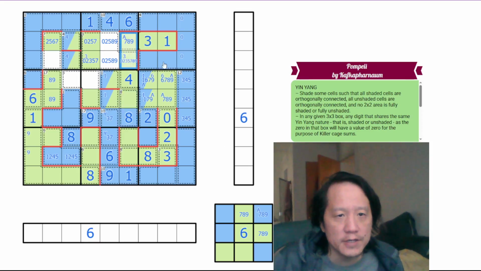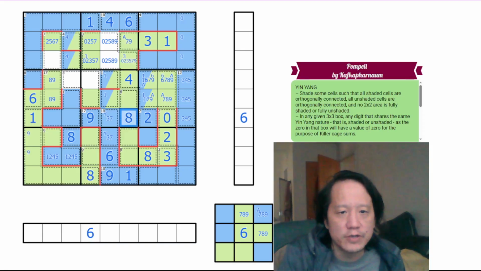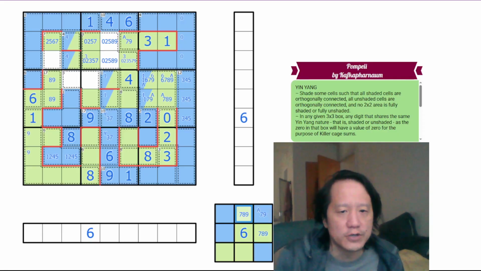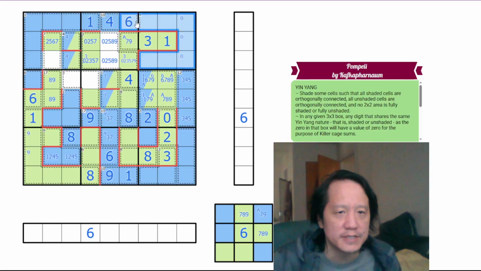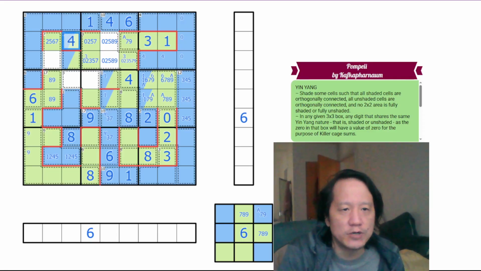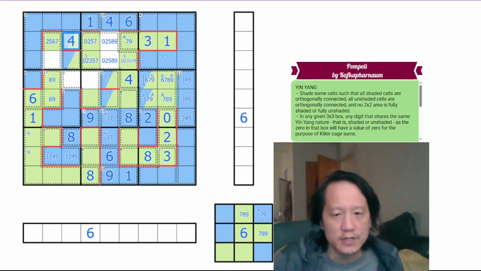This is green, so 8 cannot be either of these. So that's how we got... 8 cannot be in A. Or sorry, 8 has to be in A. 8's not the missing digit in A. So since 4 cannot be here or here, 4 has to be one of these two, which eliminates 4 in the rest of the row. So 4 in box 1 has to be here, and it has to be non-zero. So this is not blue, this is green, which means this can't be green, this is blue.